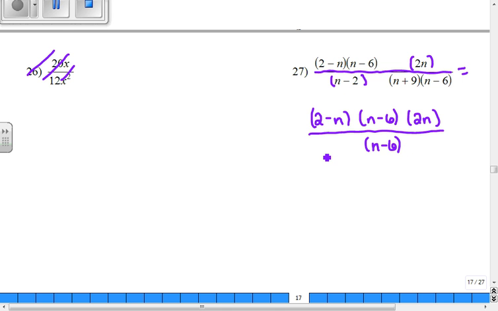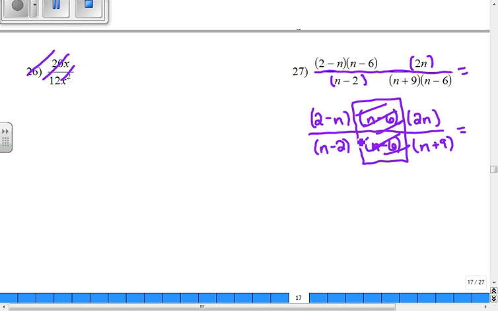I have an n minus 2. Well, that's not quite the same. But we're going to line it up and see what we can do. And then we also have an n plus 9. Okay, can we cancel anything? Yes, we can cancel this n minus 6. Is there anything else we can do?